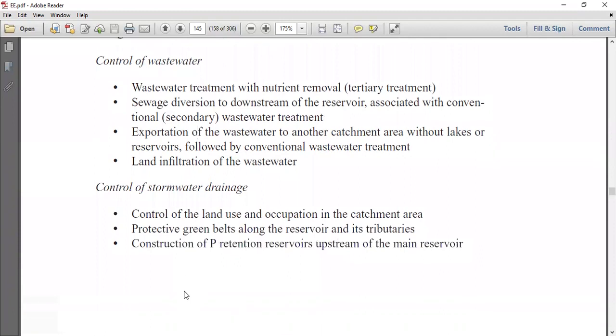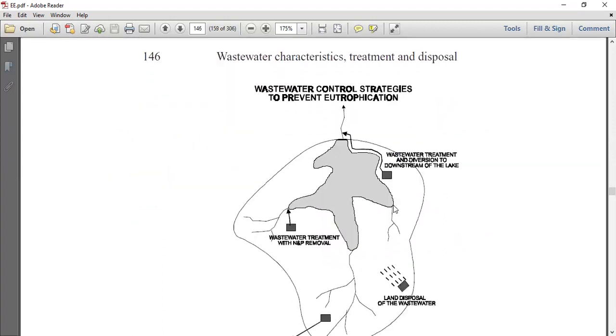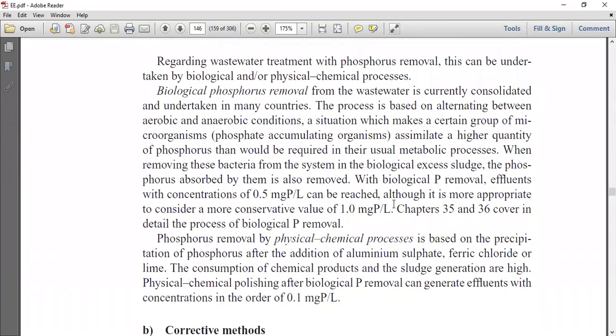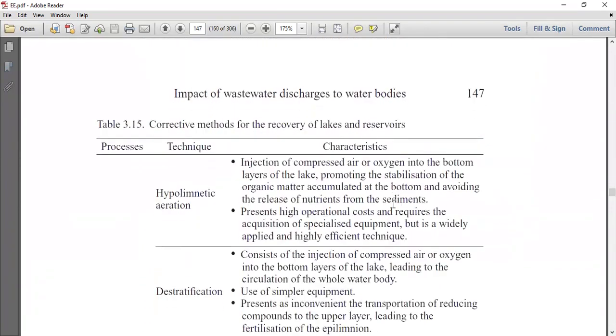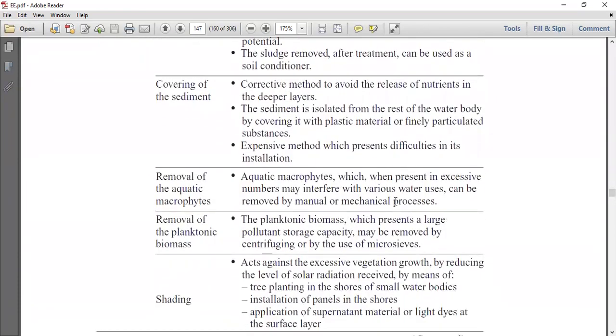Control of the stormwater drainage, control of the land use and occupation in the catchment area. So, protective tree belts around the reservoir and services, construction of a pre-retention reservoir upstream of the main reservoir. So this is the kind of method that is called the preventive method. The next is the mechanical method.